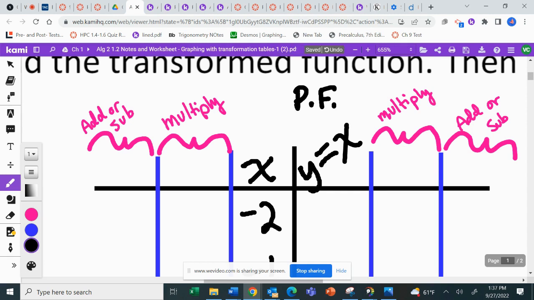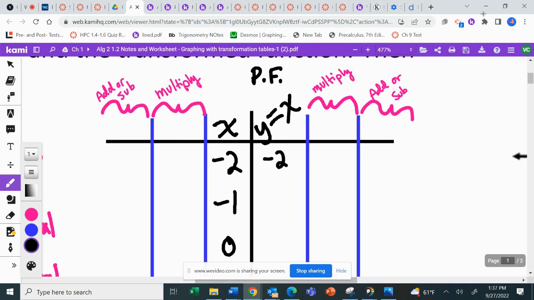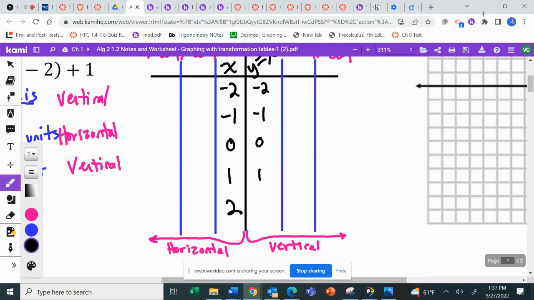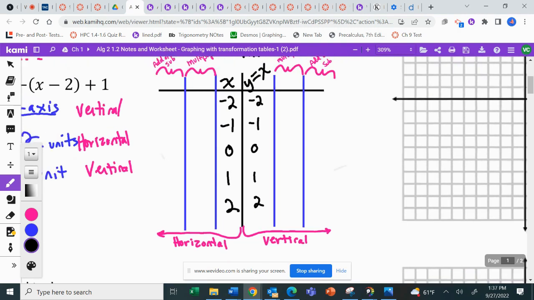So to know what to put in the Y column, we use the parent function. So if I put in -2 in for X and Y equals X, then Y is also -2. If I put in -1 for X and Y equals X, then X and Y are the same number every single time. This is an easy one to fill out. Okay.